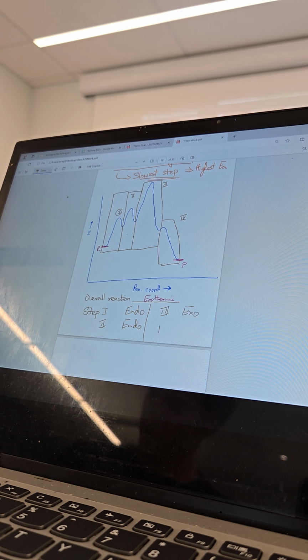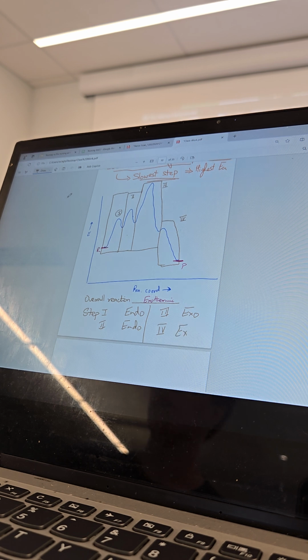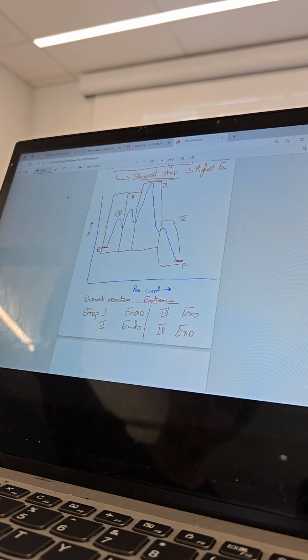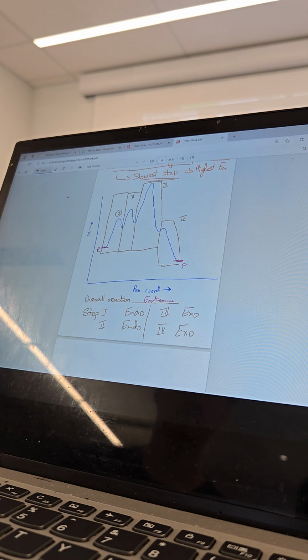Exothermic. So the point here is the individual steps in the mechanism can be exo or endo. For each individual step, you're looking at only that portion of the graph. But for the overall reaction, you're comparing the original reactants to the final products. It's exo because it's going down. Are we all okay, everybody? Okay.